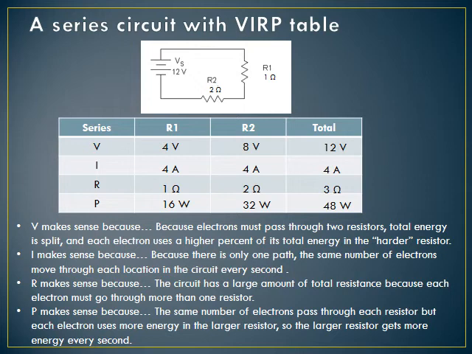But the one thing that is always true on every circuit you do, whether it's series or parallel, is that the total power is always going to equal the sum of the individual powers. This is conservation of energy at its finest. We have to have the total energy being produced by the battery every second used up in the circuit, every second.